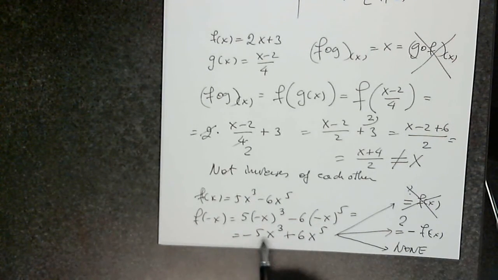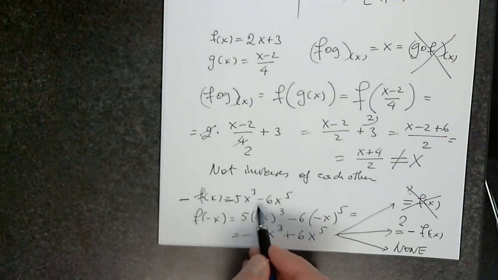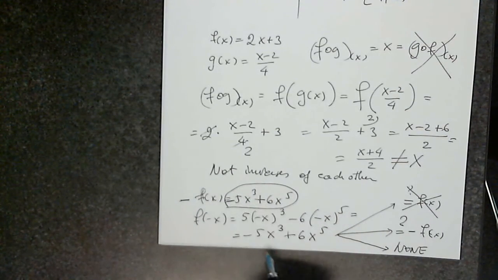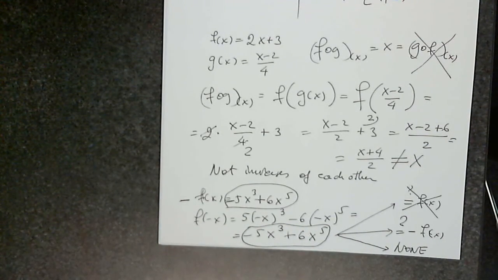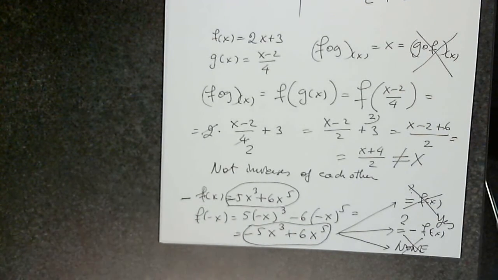Is this identical with the opposite of f of x? In other words, if I put negative here, this changes into negative, and this changes into positive. Now, is negative f of x identical with this? Yes. So I will say yes, and I will cross out the third one. Therefore, the function is symmetric with respect to the origin. It's an odd function, symmetric with respect to the origin.